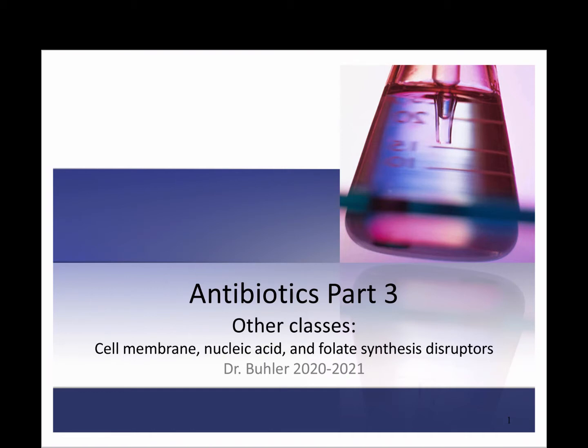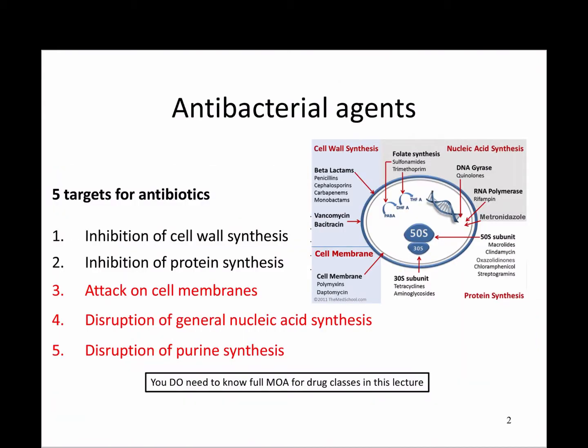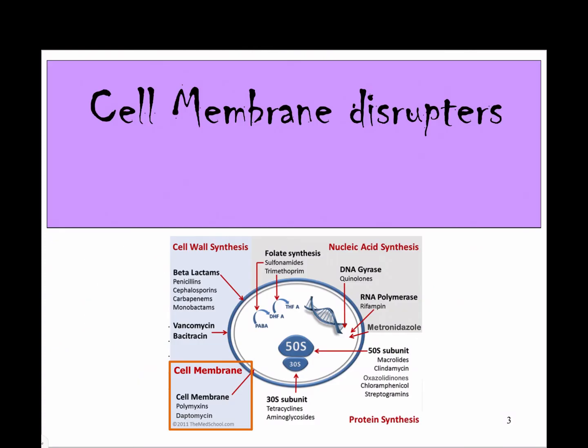In our first section, we talked about cell wall synthesis inhibitors, and in our second section, we talked about protein synthesis inhibitors. Here, we're going to talk about cell membrane, nucleic acid, and folate synthesis disruptors. For these, you're going to need to know the full mechanism of action, both the molecular and the cellular. And we're going to start with cell membrane disruptors.